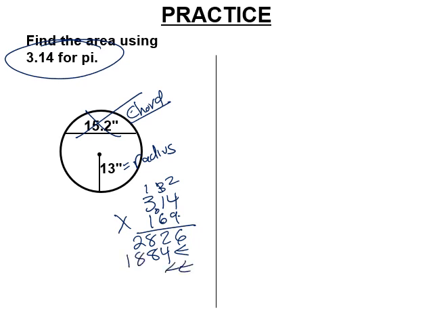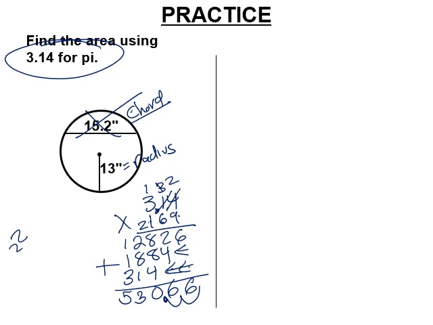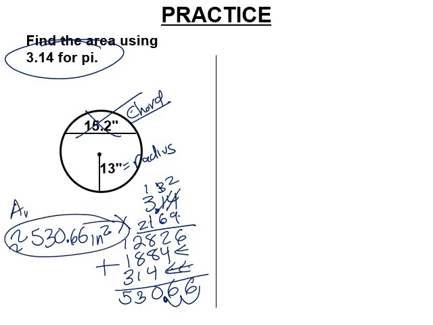Step over twice, remember that, right? You're multiplying by 1 there. You get a 3, 1, and 4. You add up all 3 rows. 8 plus 8 is 16, plus 4 is 20, and 13, and 53. And so we have 2 numbers to the right of the decimal point. And even though that looks very exact, it's approximate. 530.66 square inches for the area. I guess I should write area.